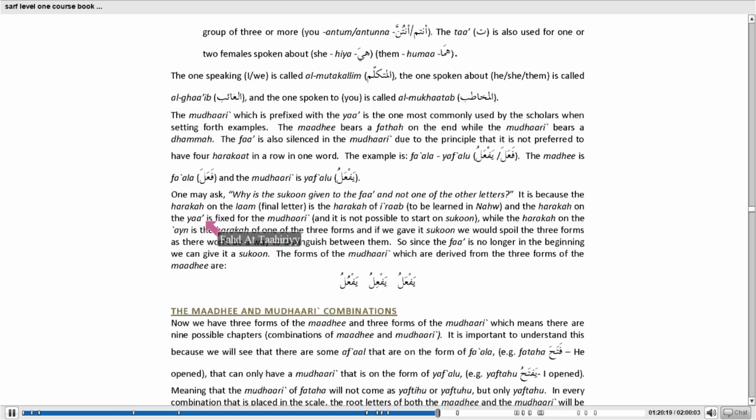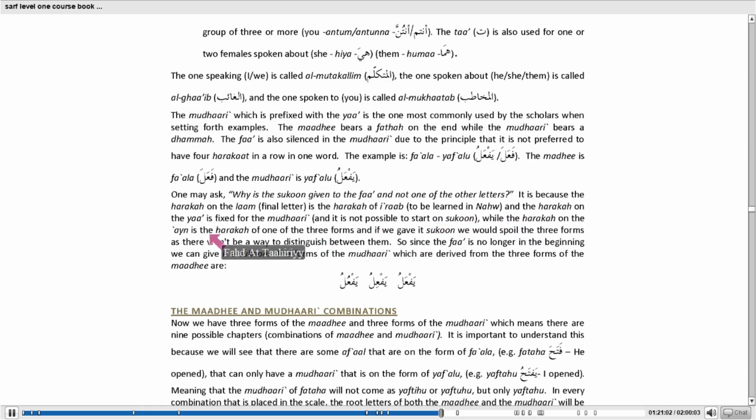Now, the haraka on the ya is fixed for the mudari', and it is not possible to start on a sukoon. Remember, I told you the Arabs don't start with a sakin, neither do they end with a mutaharrik. They don't start with a silenced letter, neither do they end with a voweled letter. So it is not possible to silence the first letter.